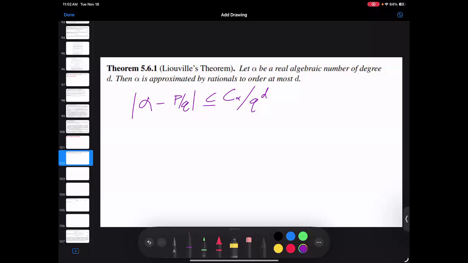So what's the difference between necessary and sufficient? Necessary is, this is required for this. Sufficient is, if this is true, this will also be true. Right, but it might be possible to get to the same result without going through that. So this says it's approximable to order at most d. That doesn't mean that it can be approximated to order d. It just says you can't do better than d, but you may not be able to do that well.